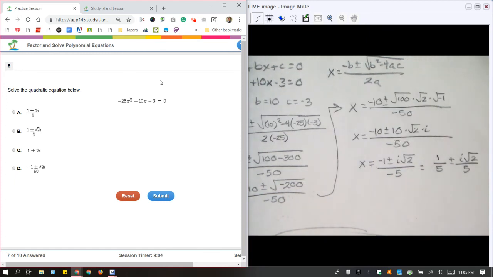Yeah, that's our answer. So which one is that? Which one is 1 plus or minus i root 2 over 5? 1 plus or minus i times the square root of 2 over 5. There's that one right there.